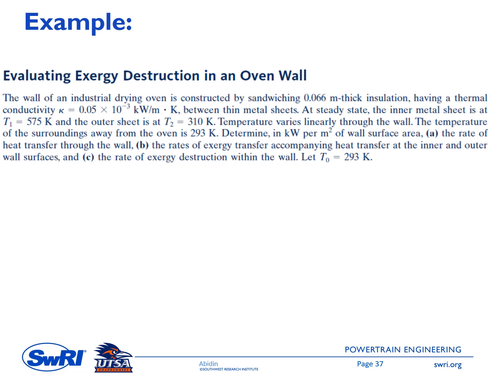Question here: determine, in kilowatt per square meter of the wall surface, A, the rate of heat transfer through the wall, and B, the rate of exergy transfer accompanying heat transfer at the inner and outer wall surface. And then C is the rate of exergy destruction. Also here we can define T0 equal to 293 Kelvin. Let's take a look at the solution of this example.